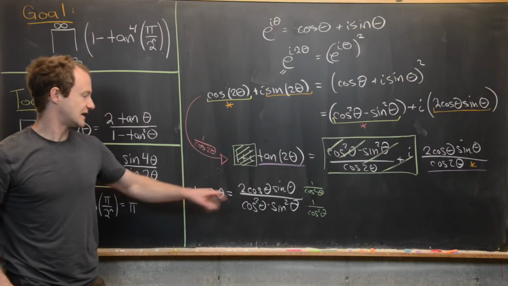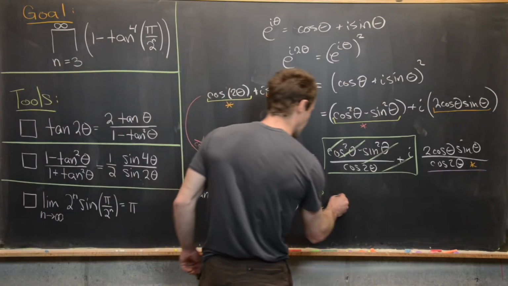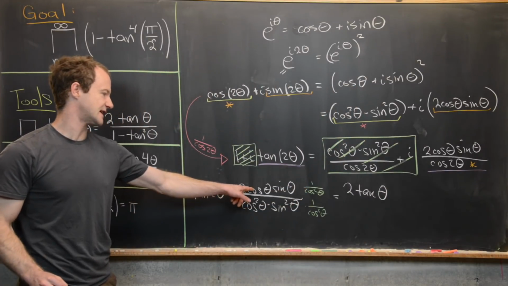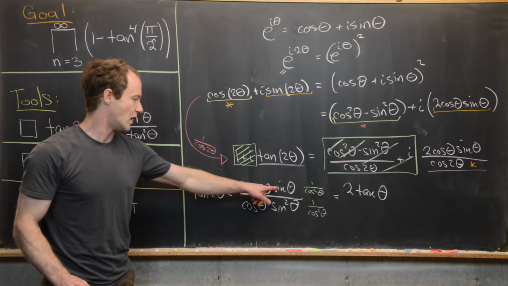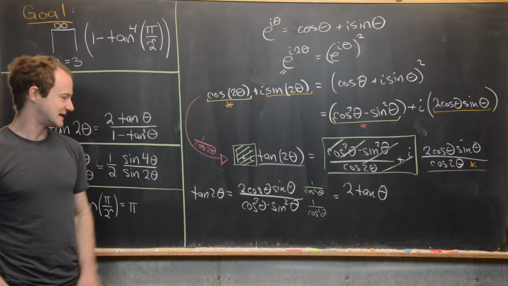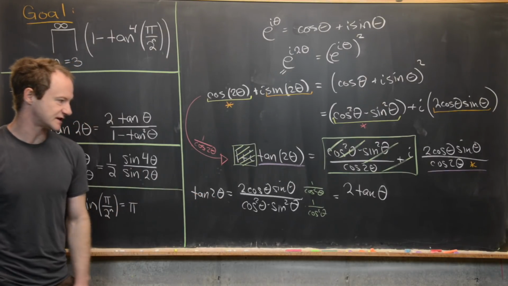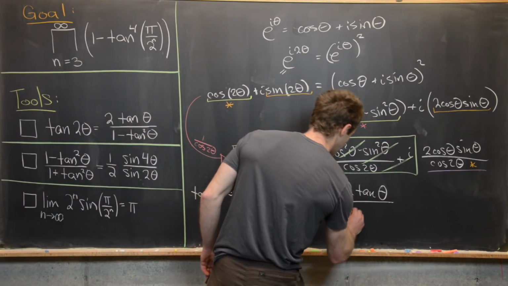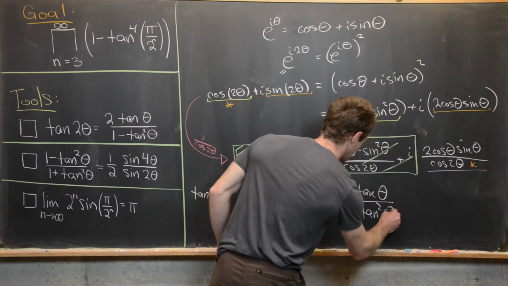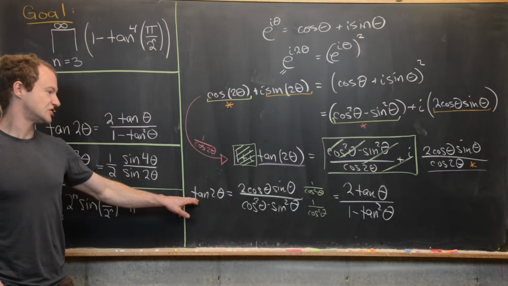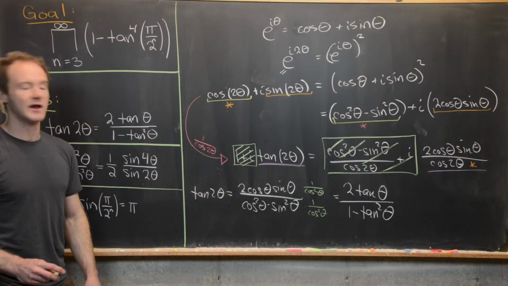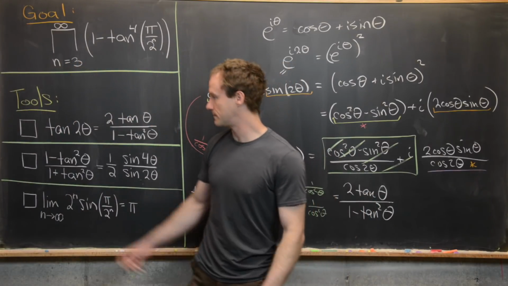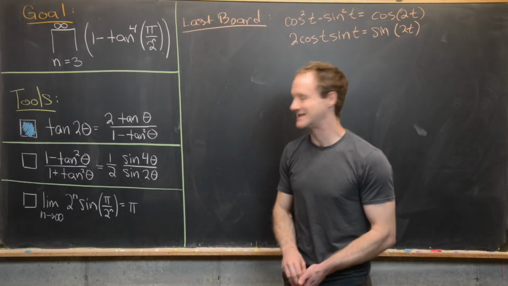So let's see. That's going to leave us with 2 times tangent in the numerator. And that's because one of these cosines cancels this cosine, and then one of them is left underneath the sine to make tangent. And now we have cosine squared over cosine squared, which is 1, minus sine squared over cosine squared, which is tangent squared. So we have 1 minus tangent squared theta. But notice this tangent 2 theta equals 2 tan theta over 1 minus tan squared theta is exactly our first tool. And now we're ready to look at this second identity.